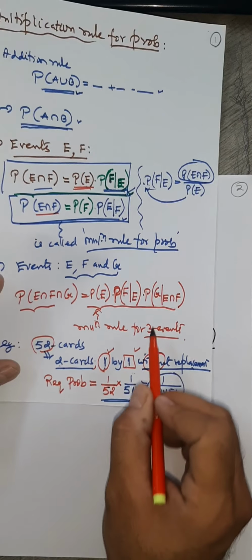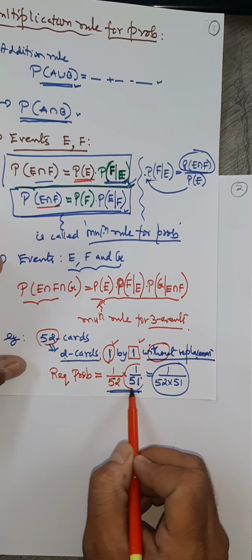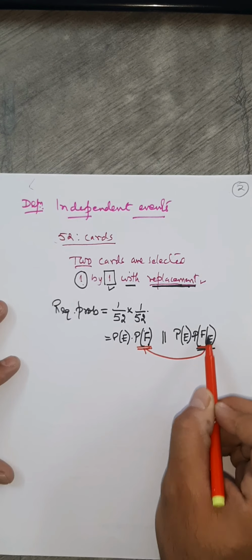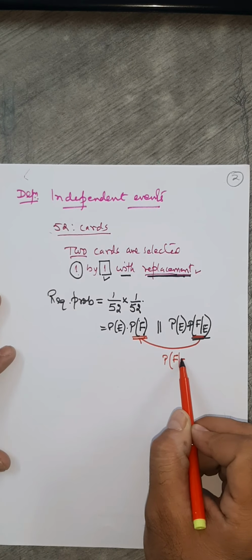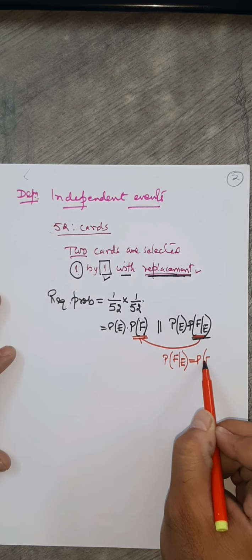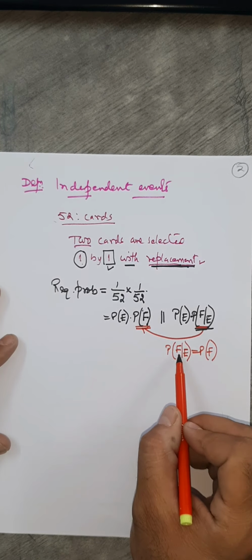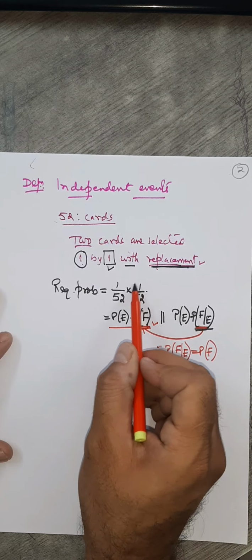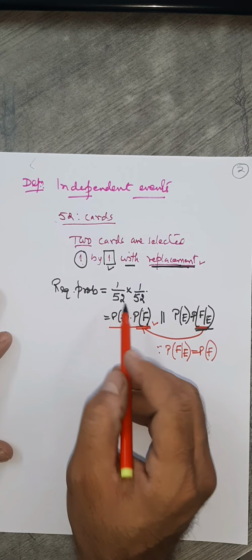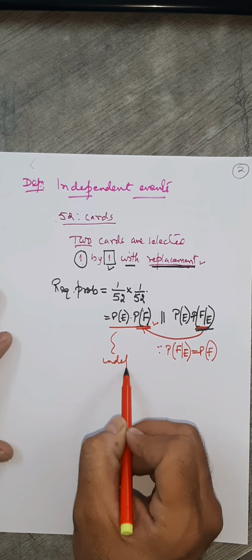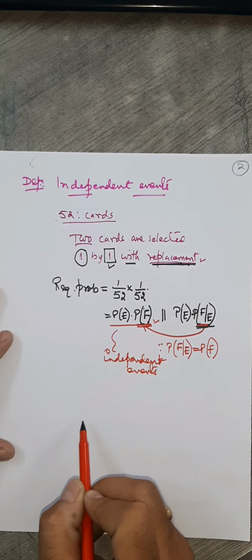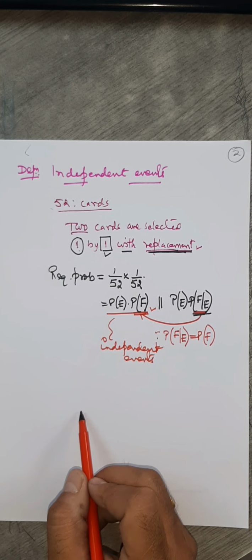You see here you had this conditional probability, 1 upon 51, but here it remains again 1 upon 52. So these two are equal. This conditional probability of F over E is just P of F. The second event is not affected by the already occurred event. Such events are called independent events. Independent events means the probability of the second event is not affected by the already occurred event.